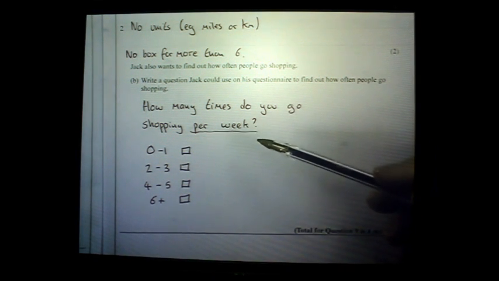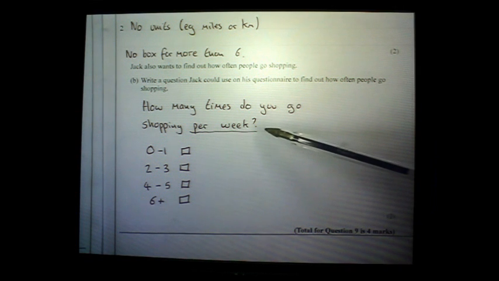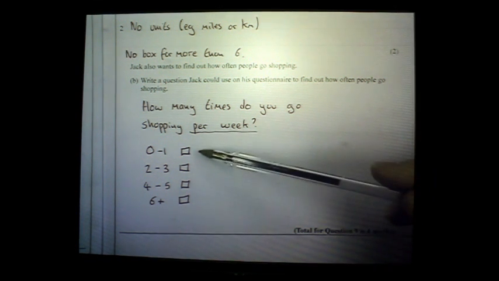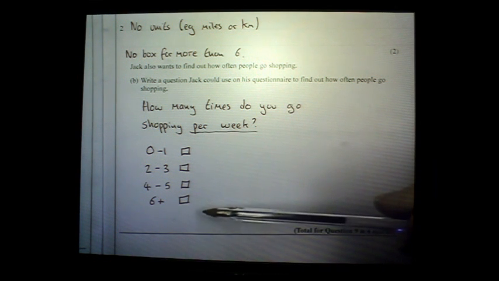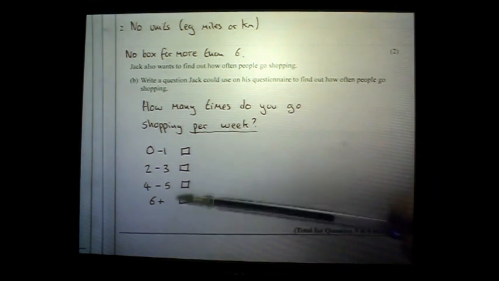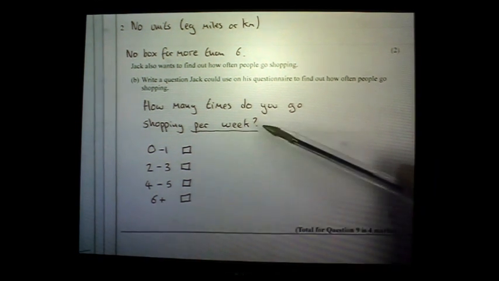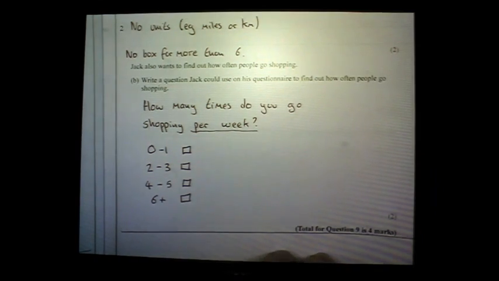The important thing is there that I've included a time scale. You could have had per month for this one. I wouldn't suggest per year, because that's too big a time scale, so per week I think is perfect. None of my response boxes overlap. You've got to have at least 3. I always think 4 is a very good number to have, and I've given myself scope there to go for more than 6, so 6 plus. And that will get you 1 mark for the question and 1 mark for the response boxes.